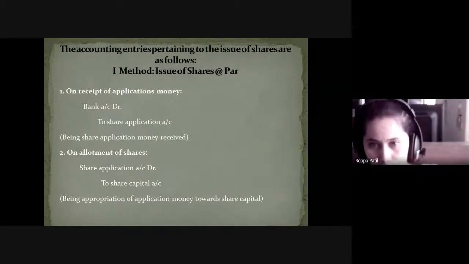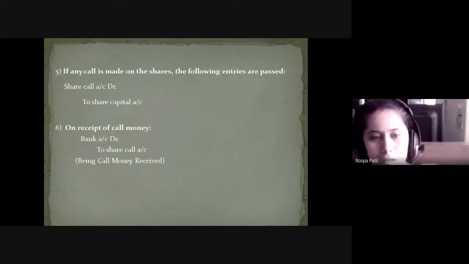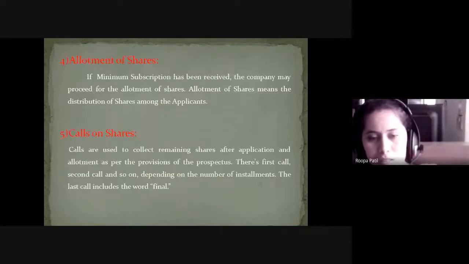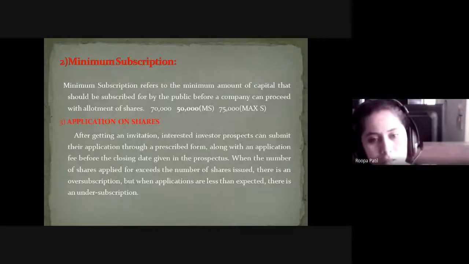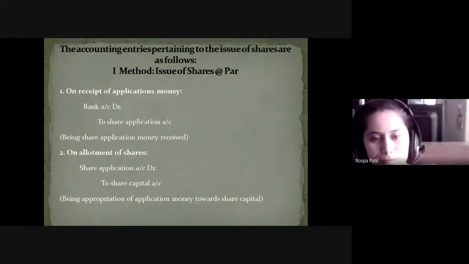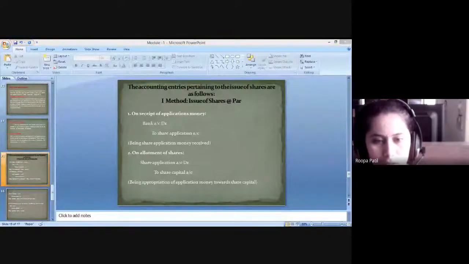Keep in mind only these things: application on shares, application, allotment. First, the applicant needs to fill the application form, then the shares are allotted among the applicants. Next, using the calls on shares, they will pay the remaining amount. These are the accounting entries.